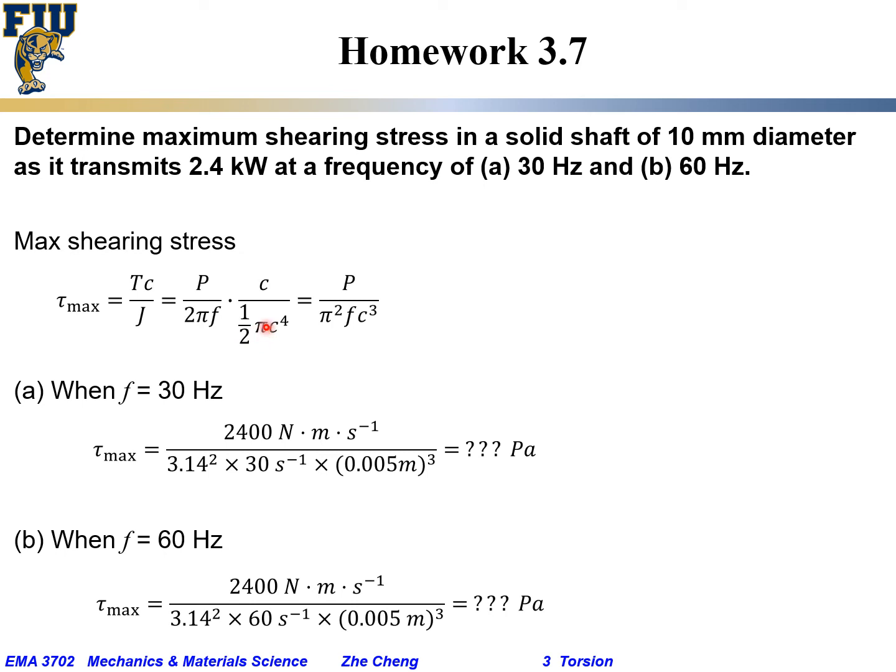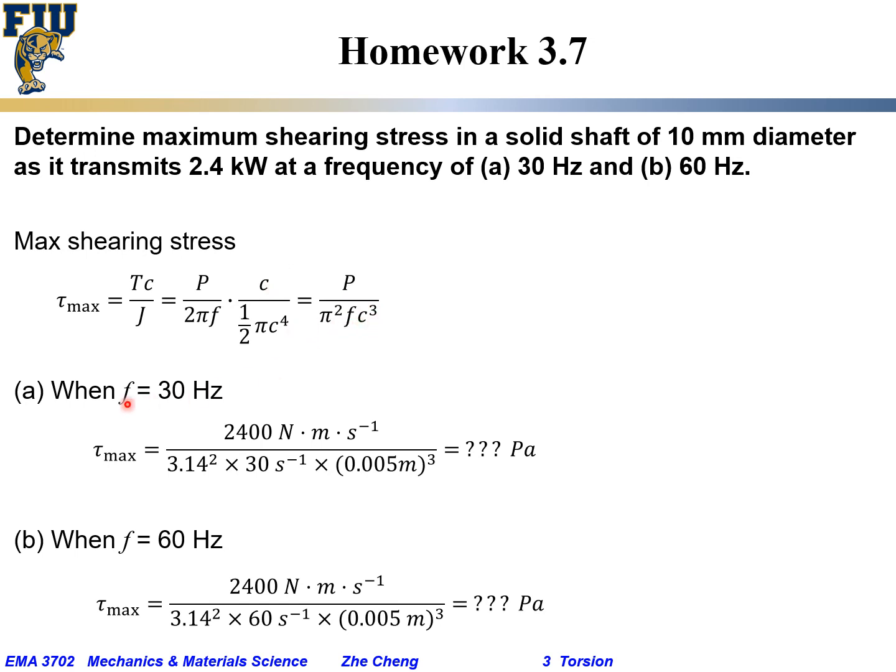J for a cylindrical solid shaft would be half pi C to the power of 4. Simplify and we would get P in the numerator, pi squared F, the 2.5 cancels, C cancels in numerator and denominator, leaving C to the power of 3.